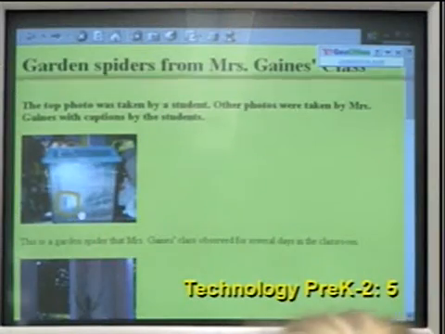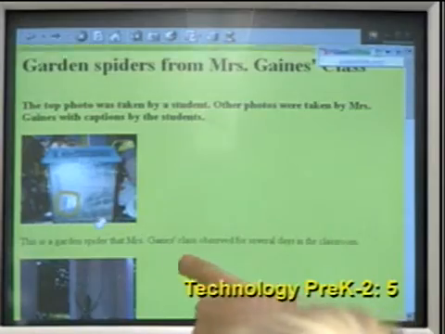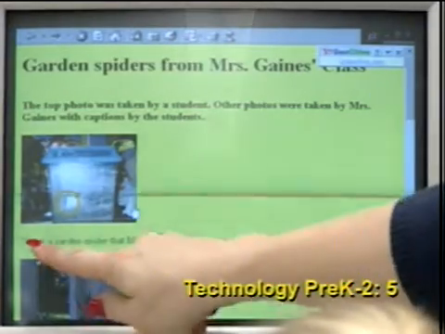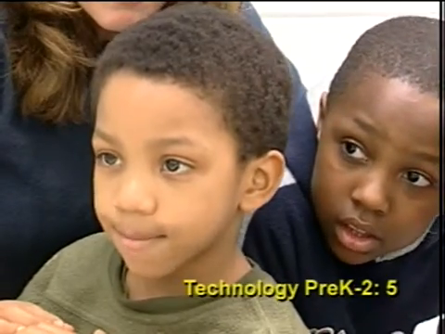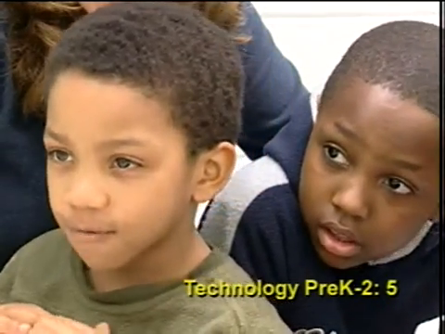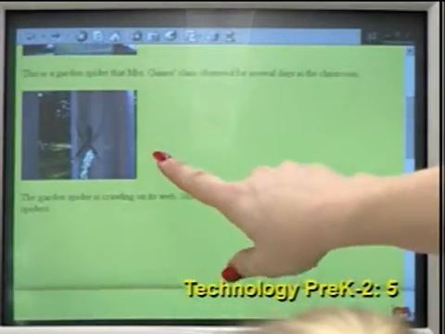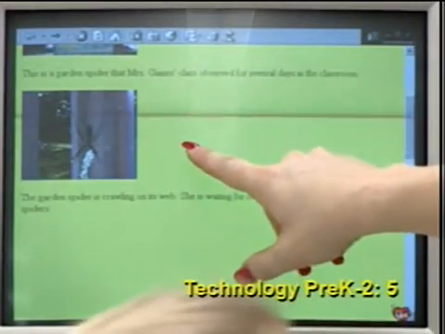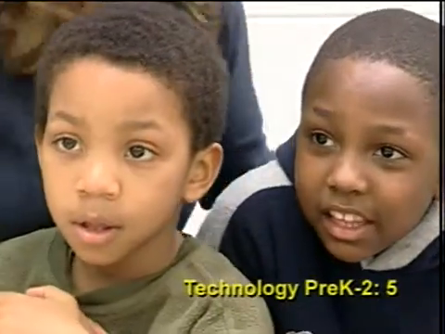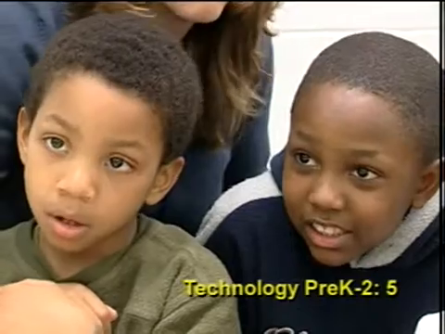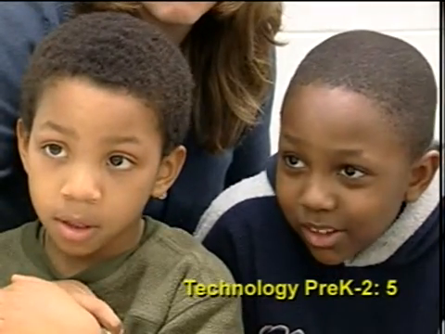So there's a spider. It looks like they have a spider where? In what? The circle. Okay, Stephen, can you read that? This is a garden spider that Miss Gaines' class observed for several days in the classroom. Okay. Look at it. Isn't it pretty? But you know what? Missouri is not the only place that has those. We have those in Virginia, too. Okay, Ralph, can you read this one? The garden spider is crawling on its way up.